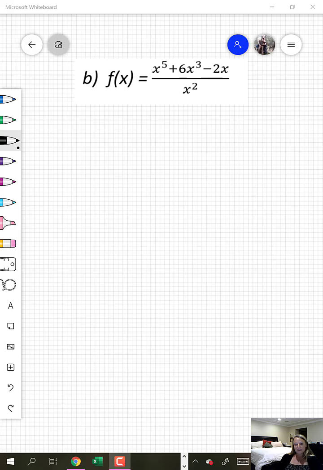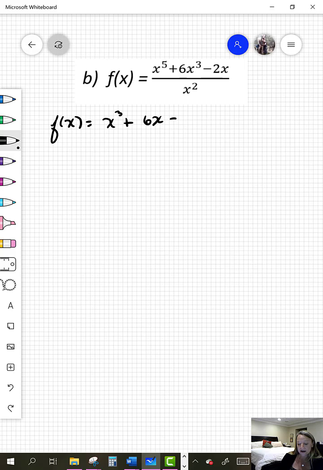So there's a couple of ways that you could approach this. We could use the quotient rule, but I noticed that we're dividing by a monomial. So let's just divide each term in the numerator by x squared and rewrite it, and then we can just use that general power rule. Doing that, f of x is equal to x to the 5th over x squared, which gives you x cubed, plus 6x cubed over x squared, which gives us 6x, minus 2x over x squared, which gives you 2 over x, or 2x raised to the -1 power.